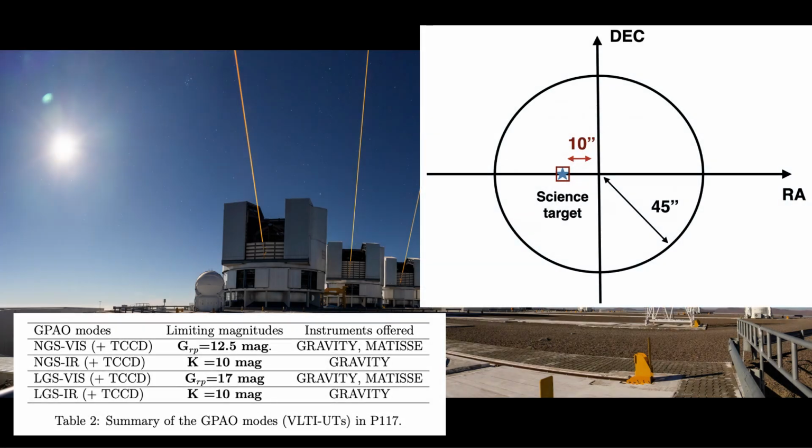If the target is fainter than these limits, both NAOMI and GPAO offer the possibility to perform off-axis guiding if a guide star can be found within a radius of about 50 arcseconds from the science star. For the exact limits, please refer to the VLTI user manual.